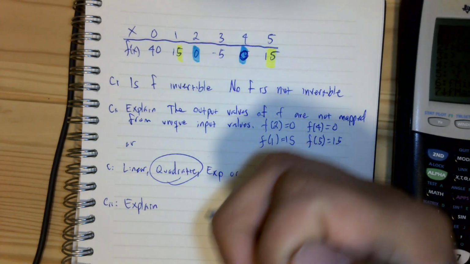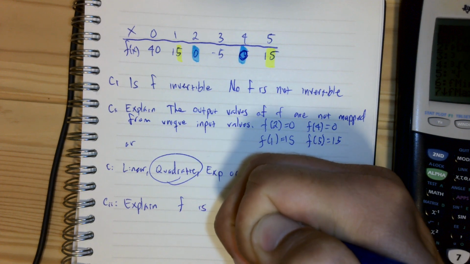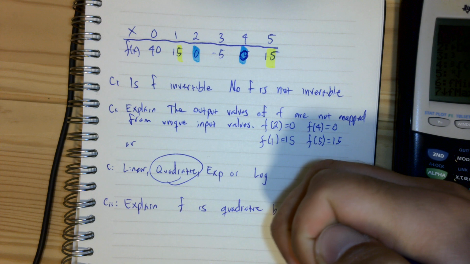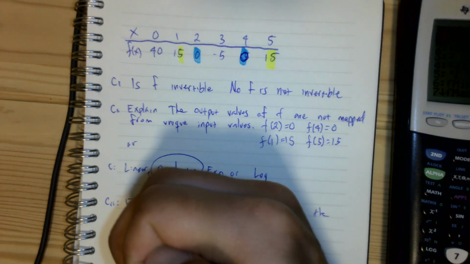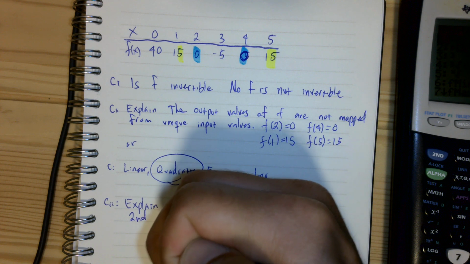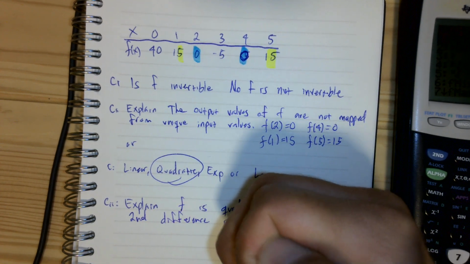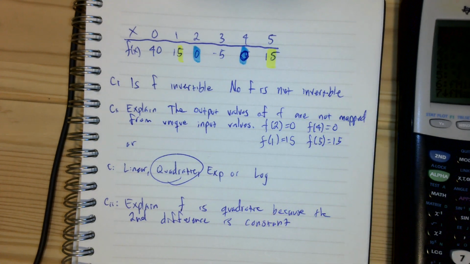So I would say f is quadratic because the second difference is constant. And that should be sufficient to earn all 6 points on FRQ1.